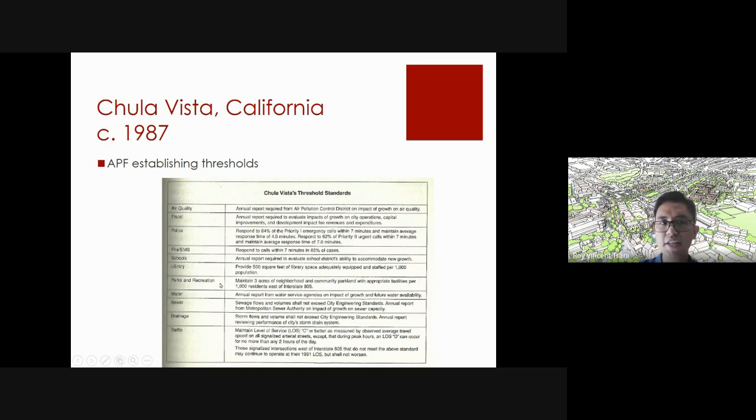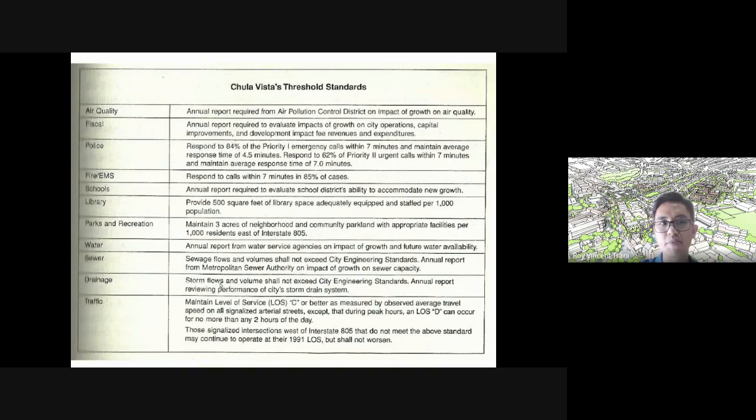So you can already tell that Chula Vista has its management programs in order. So this is just zooming in on those different standards. So for example, let's look at parks and recreation. So maintain 3 acres of neighborhood and community parkland with appropriate facilities per 1,000 residents east of Interstate 807. So Interstate 807 is the name of a road.